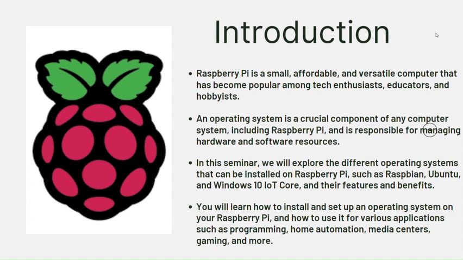An operating system is a crucial component of any computer system, including Raspberry Pi, and is responsible for managing hardware and software resources. In this seminar, we will explore the different operating systems that can be installed on the Raspberry Pi, such as Raspbian, Ubuntu, and Windows 10 IoT Core, and their features and benefits. You will learn how to install and set up an operating system on your Raspberry Pi and how to use it for various applications such as programming, home automation, media centers, gaming, and many more.